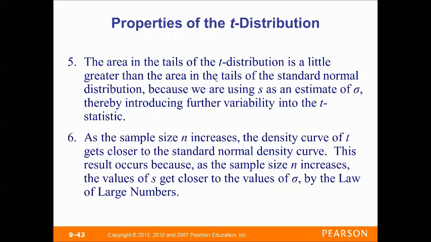The area in the tails of the t distribution is a little greater than the area in the tails of the normal. Again, it's because we're using S as an estimate of sigma, thereby introducing further variability into the statistic. However, as the sample size increases, the density curve gets closer and closer to the standard normal curve. This happens because as the sample size increases, the values of S get closer to the values of sigma, and so our central limit theorem says that this will be approximately normal.